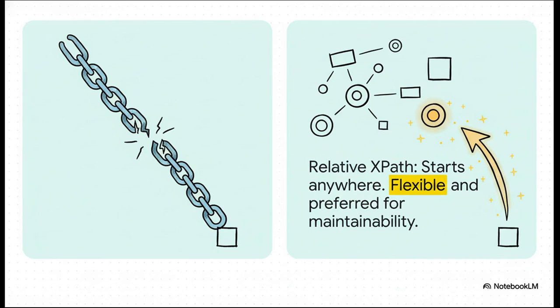Okay, so there are two paths to your destination here. On one hand, you have absolute XPath. This is like giving the full, exact, step-by-step address all the way from the root of the page. It's long and it's super brittle. I mean, if a dev adds just one new div somewhere in that path, boom, your locator is broken.